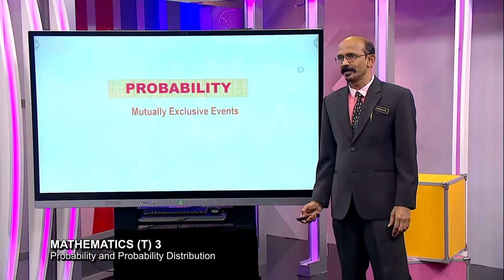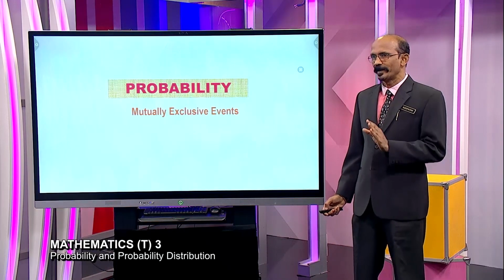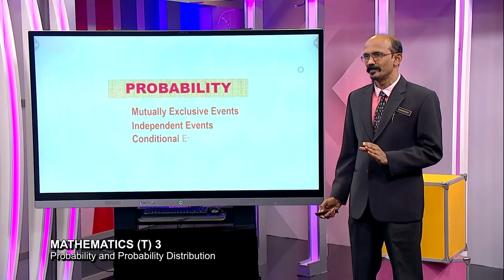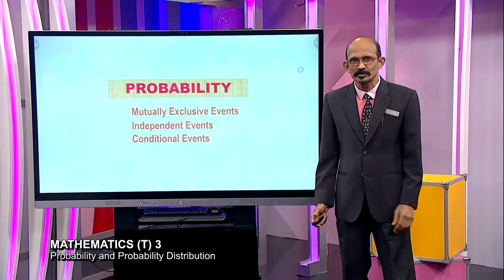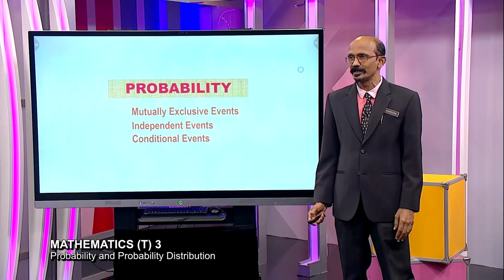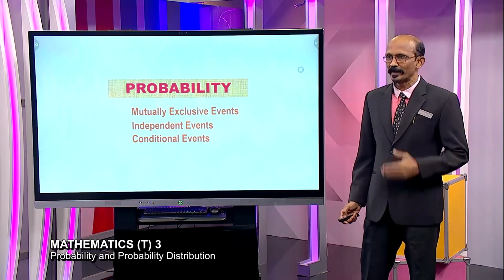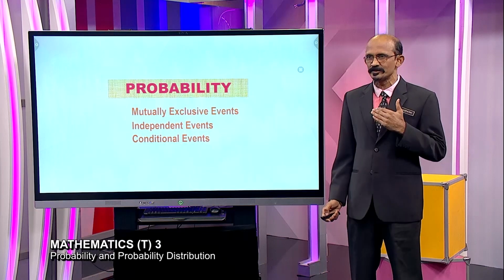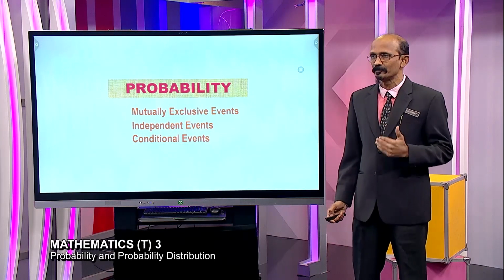For this chapter, they must know well how to explain three main terminologies. One is mutually exclusive events, another one is independent events, another one is conditional events. So I will go through one by one all the events in this chapter and all the related formulas.